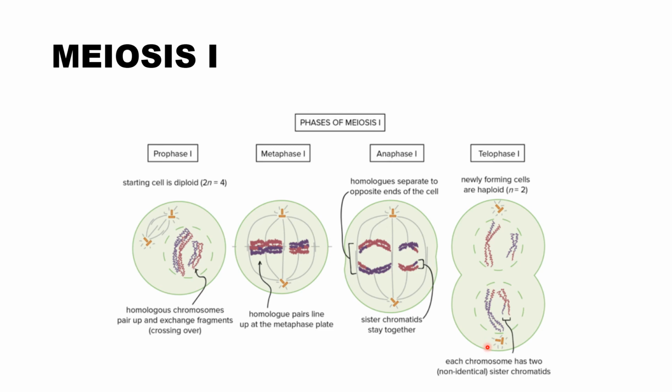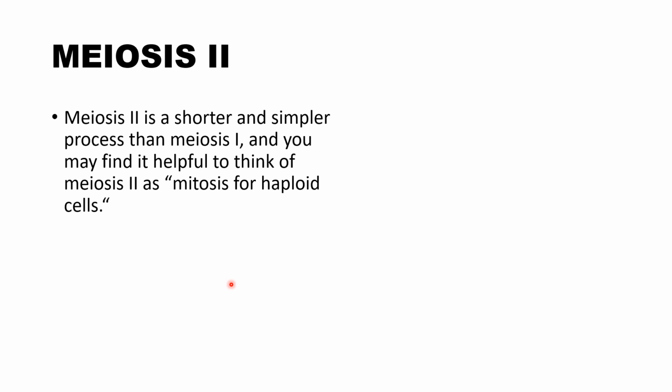So yun. So sa meiosis 1, parang yun yung process ng mitosis, pero may mga pagkakaiba lang. So in meiosis 2 naman, it is a shorter and simpler process than meiosis 1, and you might find it helpful to think of meiosis 2 as a mitosis for haploid cells. Since, di ba, doon sa meiosis 1, from diploid, nagiging haploid cell na lang siya by the end of the telophase 1. Pero dito sa meiosis 2, parang mitosis for haploid cell na yung mabubuo.